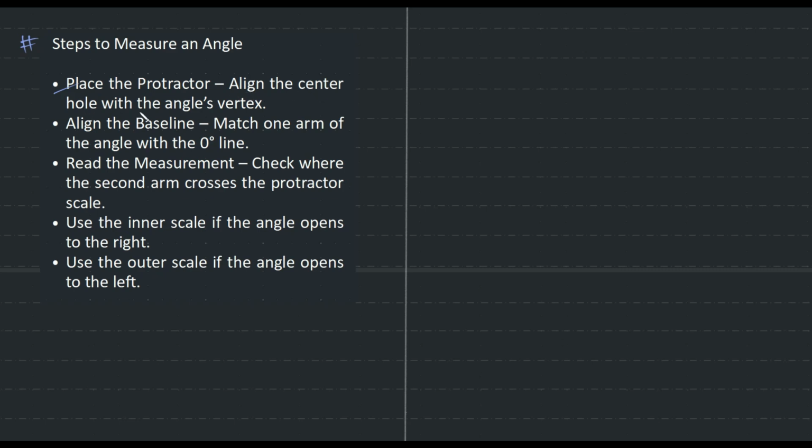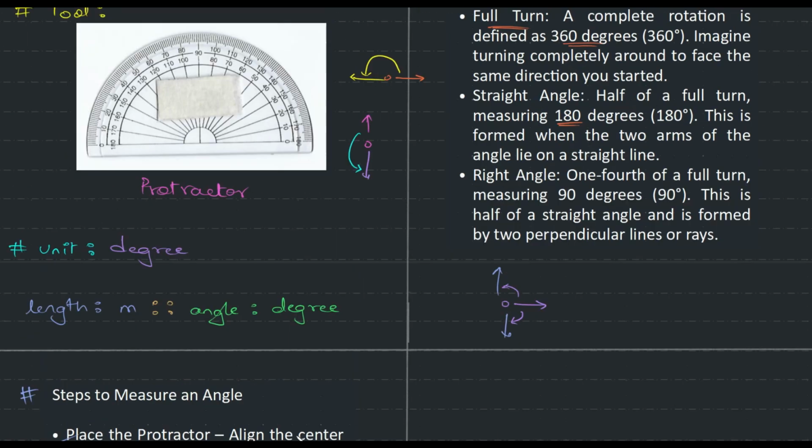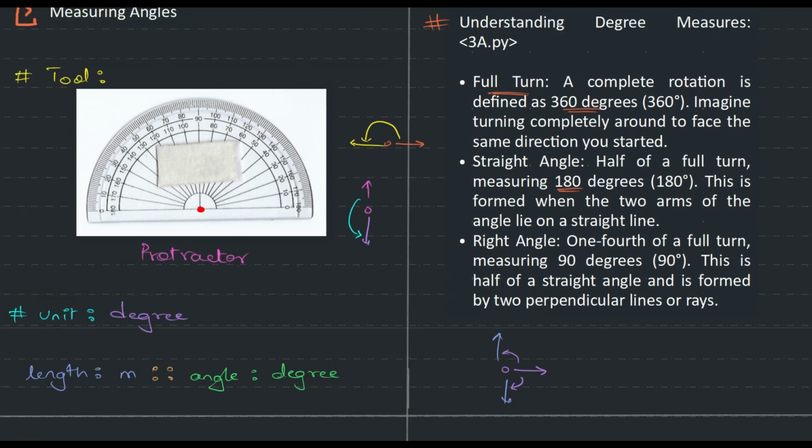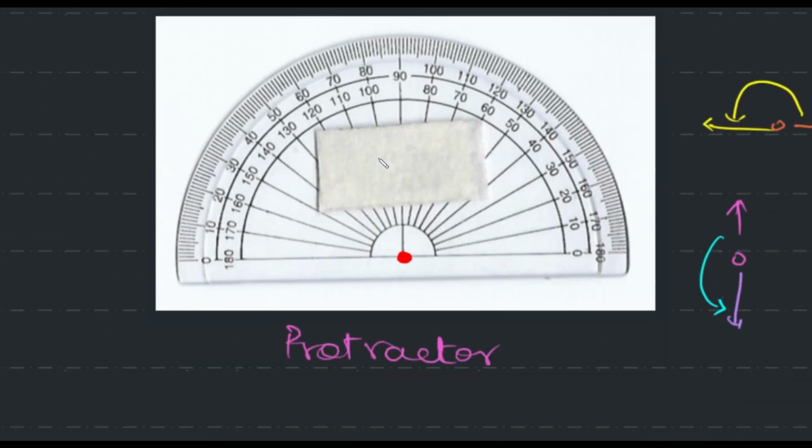Align the center hole with the angle's vertex. Remember what is a vertex? Say we have an angle like this. This point is your vertex, while these are your arms. Now, the center hole of the protractor. Basically we're talking about this. That's the center, right?